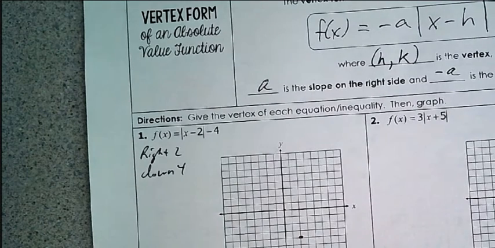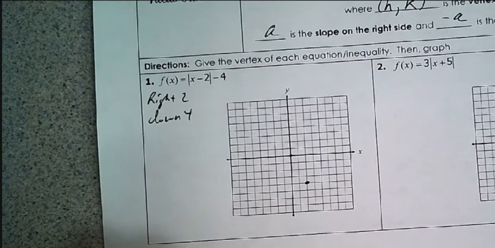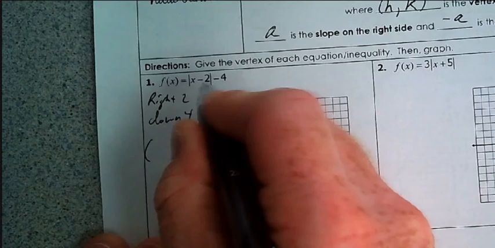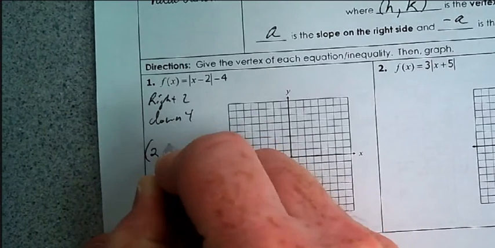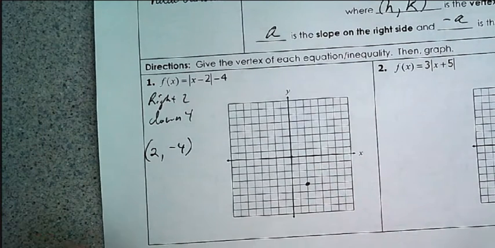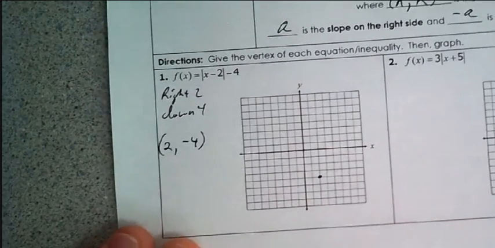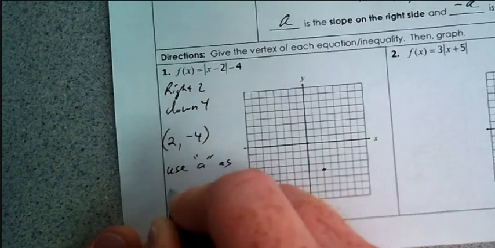So graph that point. Now, I don't need to be told what the transformations are in order to do that. I can just look straight at the vertex. The vertex is the opposite of negative 2, which is positive 2, and then negative 4. Look, 2, negative 4. That was so easy. Now, the next thing we do is we use A as slope.